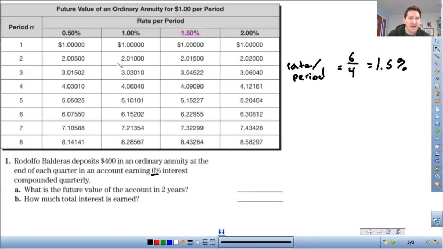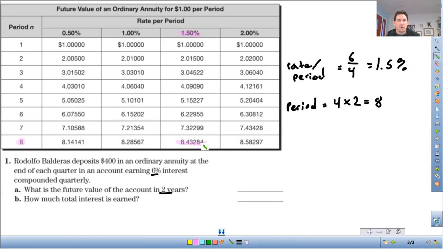Next we need to calculate how many periods. How many actual compounding periods is this going to be? It's four periods per year for 2 years, so that comes out to eight. So what's the value in 2 years? The four comes from compounding quarterly, the two comes from years. And this is how many periods we're calculating it for.